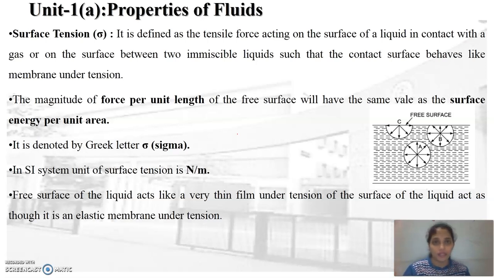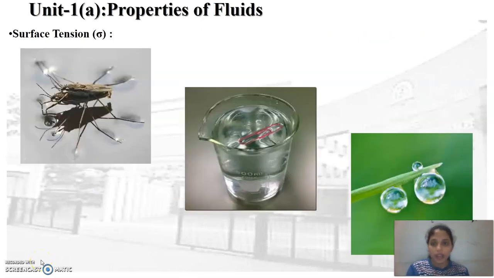the surface tension. It is represented by the Greek letter sigma, and in the unit system, the surface tension is measured in Newton per meter. These pictures show some practical applications of the surface tension.